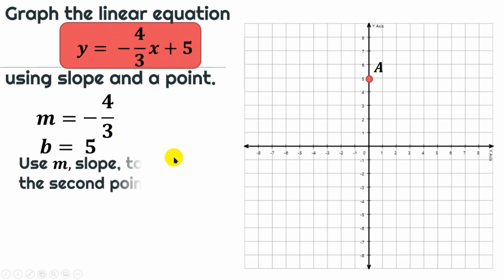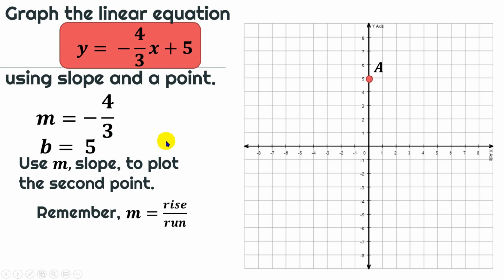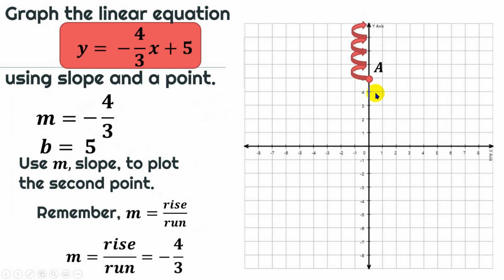Now, to get the second point, let's use the slope. And again, rise over run. Positive 4, we rise by 4. And then, our run, since it is negative, goes to the left. So, 4 units upward first. 1, 2, 3, 4. And then, we go to the left because the slope is negative. 1, 2, 3. 3 units to the left. Then, that is where we plot our second point, that is point B.